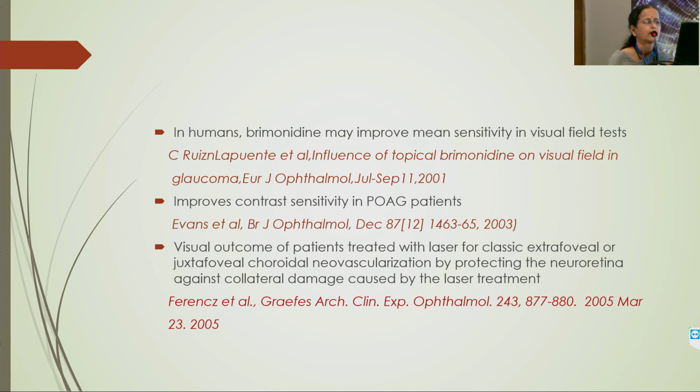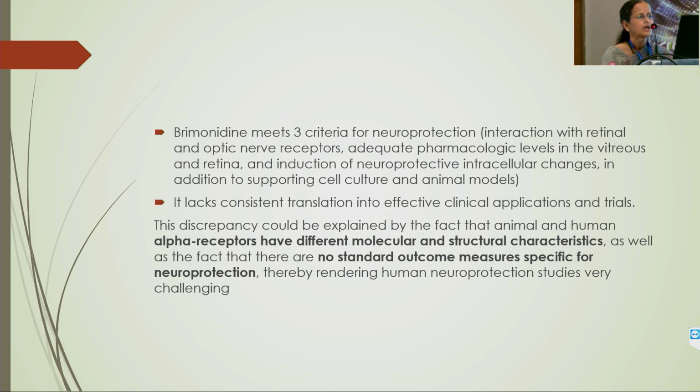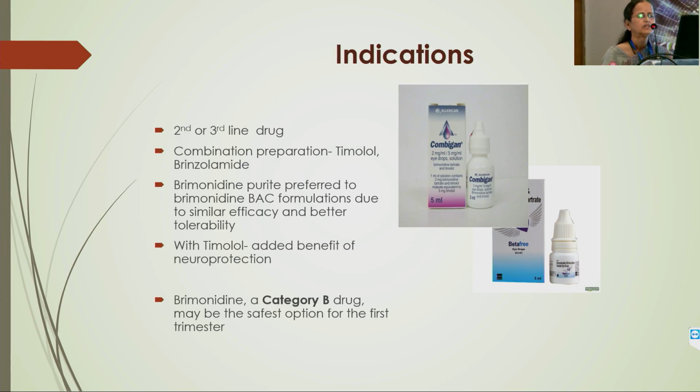Another was an article published by Ferenczi et al., where brimonidine increased the survival of the neighboring ganglion cells. It reduced the laser-induced damage in patients treated for extrafoveal choroidal neovascular membrane. However, its application in clinical practice is limited, maybe because the animal studies cannot be extrapolated to human application. So as an indication, it's mainly considered a second line or third line drug.